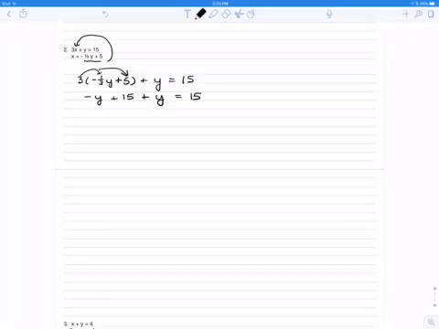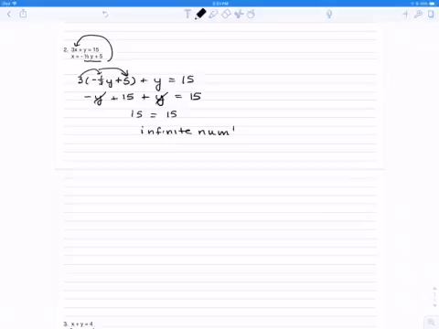Well, the y's cancel out. Negative y plus y is 0. So I have 15 equals 15. Well, that's always true. That happens when one equation is just a multiple of the other equation. So if we were to graph both of those equations, the result would be the same line. So the solution would be any point on that line. So there's an infinite number of solutions. We'd call these two equations dependent.